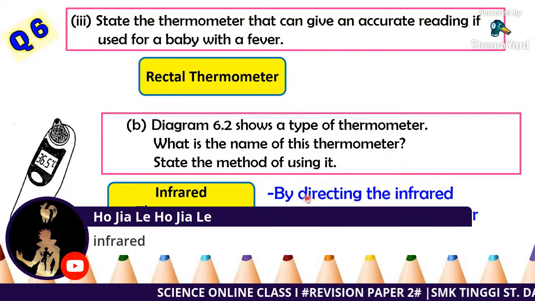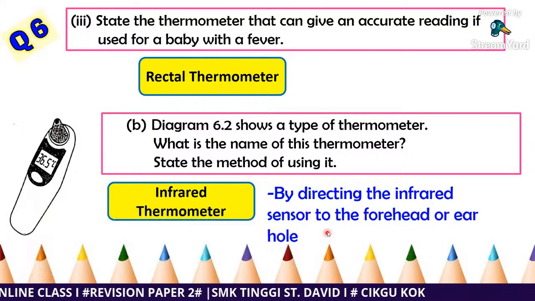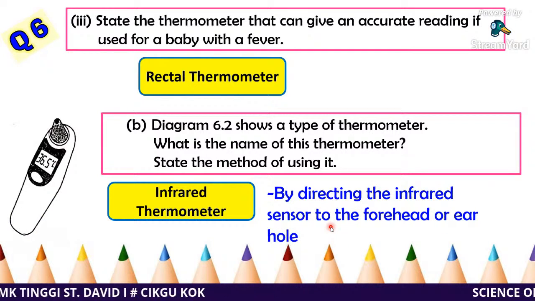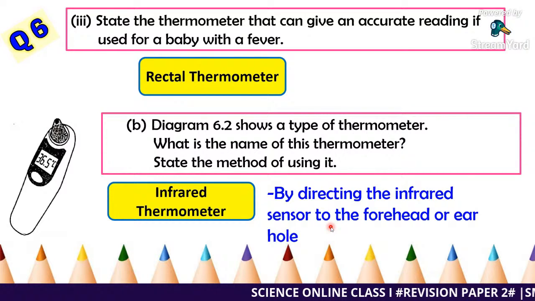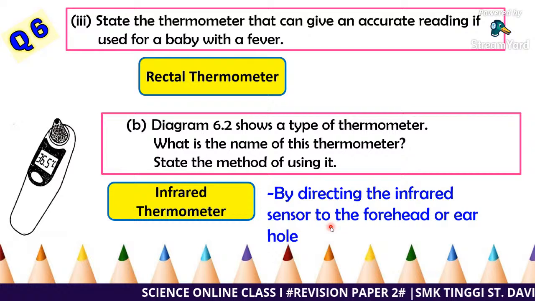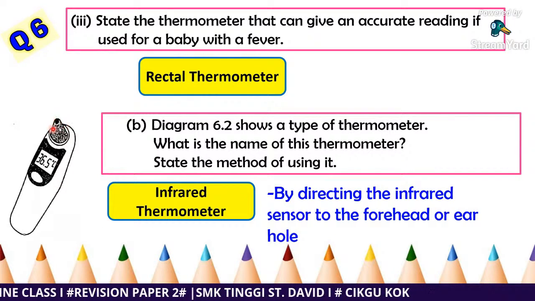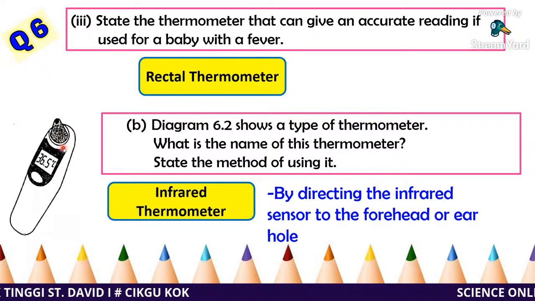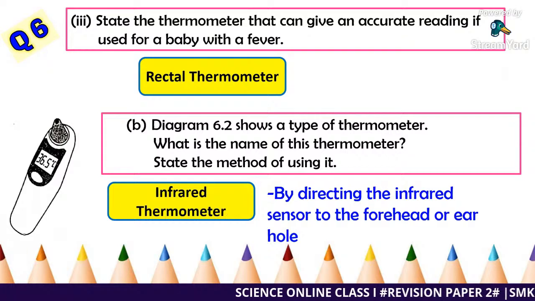explanation. State the method of how we use it. The first one is by directing the infrared sensor to the forehead. We have two parts that are more sensitive, which can get the temperature from the forehead. Another one is from your ear hole. This part they put inside your ear hole, and it can directly detect your temperature. This is how we use the infrared thermometer.